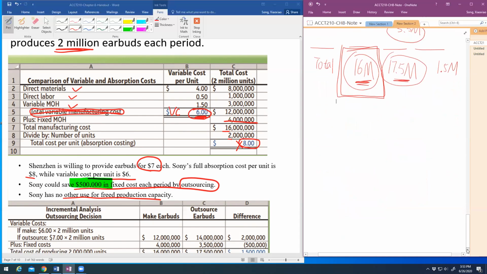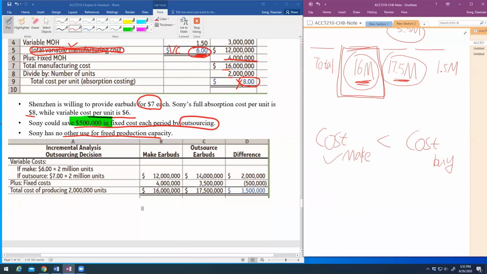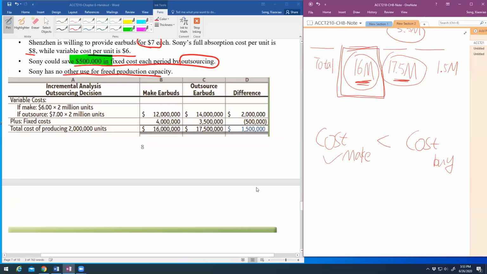So our rule of thumb is we compare the relevant cost of make with the relevant cost of buy. So if the cost of make is less, we just make, right? On the other side, if the cost of make is more than cost of buy, then we should go ahead and buy. So this is from your textbook. The format is like this. We just talk about exactly the same.